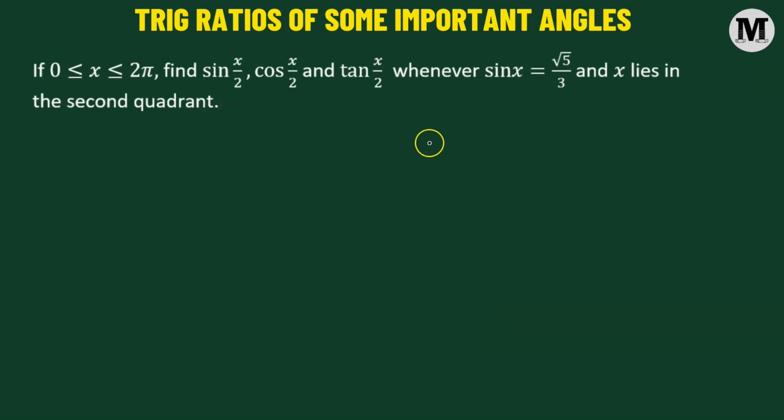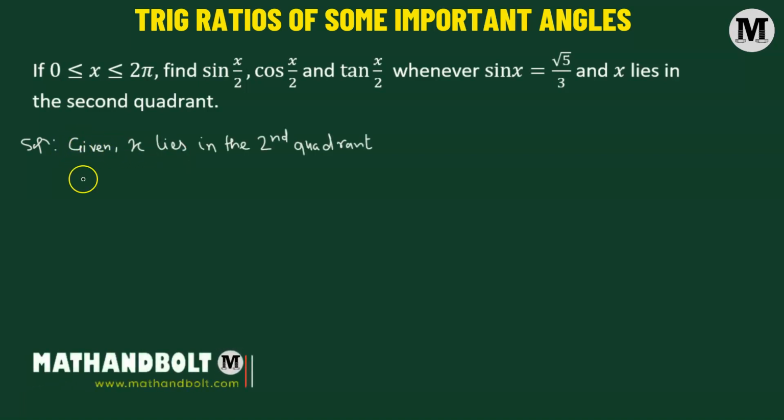So here in this problem, we need to find out the value of these three trig functions. And it's given here that sine of x is square root of 5 over 3. Also, it's given here that x lies in the second quadrant. Let us begin.